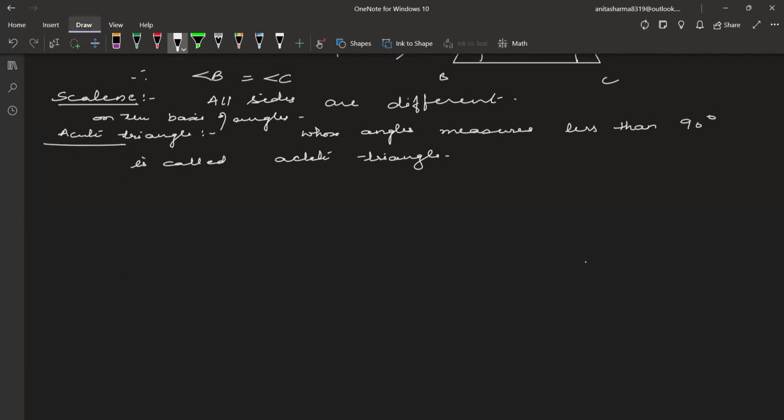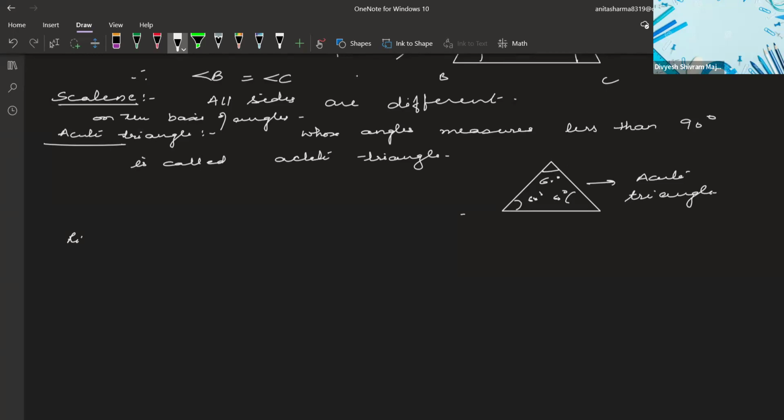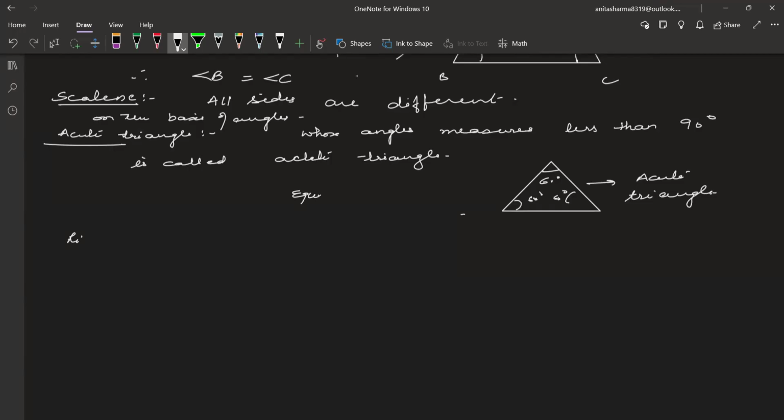So suppose this is a triangle and all its angles are 60 degrees: 60, 60, 60. So this is an acute triangle. Okay, beta? Ma'am, so it is also an equilateral triangle. Yes, beta, this is an equilateral triangle as well as an acute triangle. So we can call it an acute-angled equilateral triangle. You can call it equiangular, right?